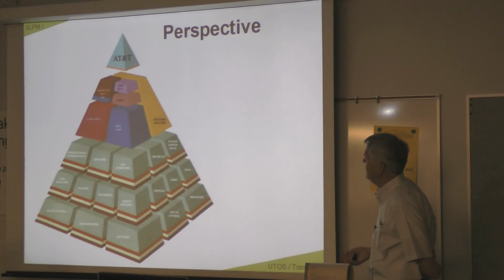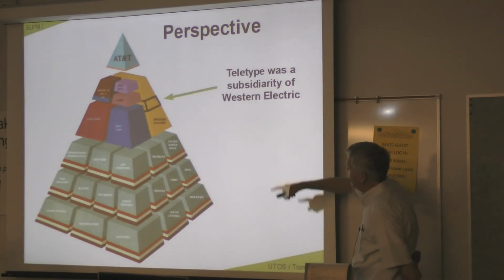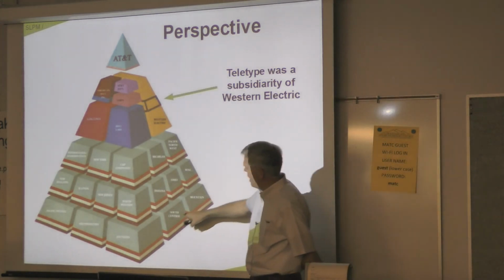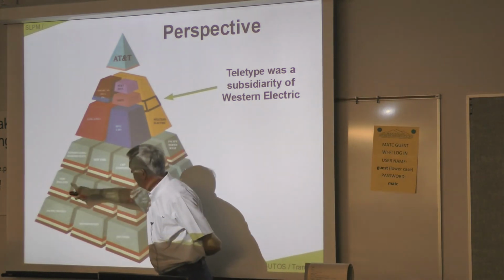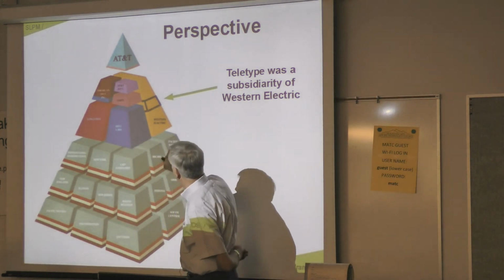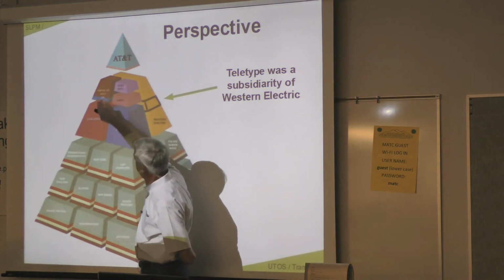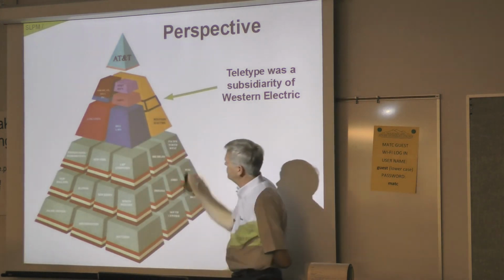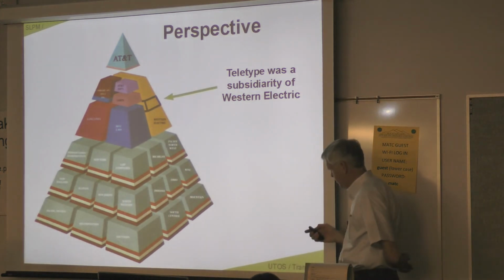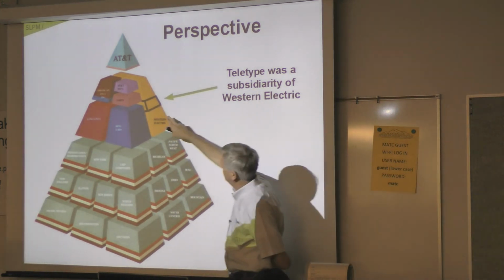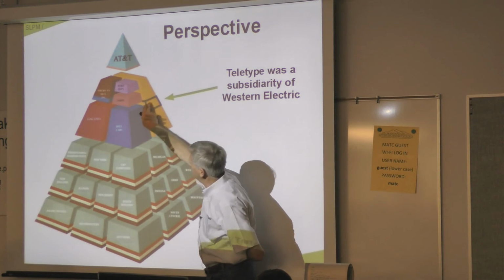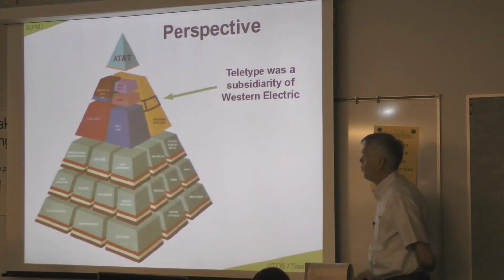And this just gives you an idea. This is AT&T. These are all the Bell companies, New England Bell, Illinois Bell, Michigan Bell. And then they had the Bell Labs, Long Lines, Western Electric, and AT&T at the top. It was just a huge monolithic company. And here's Western Electric, and here's Teletype. Less than 1% of the whole picture.